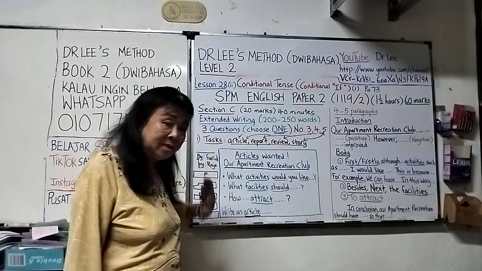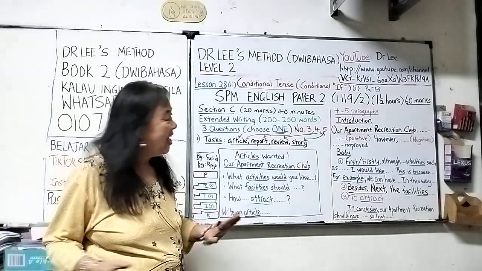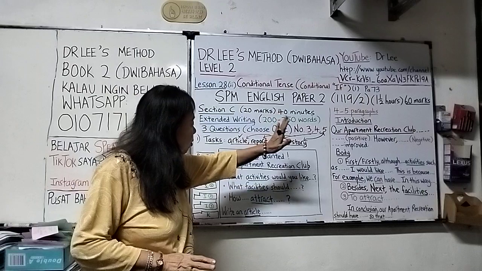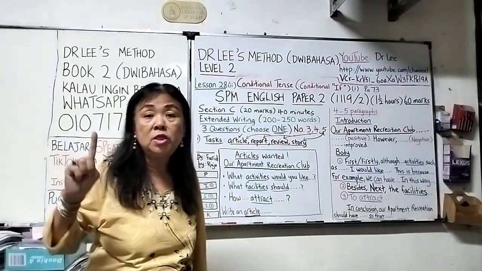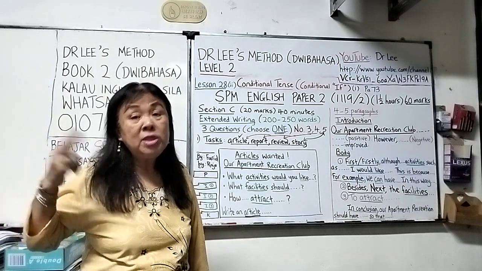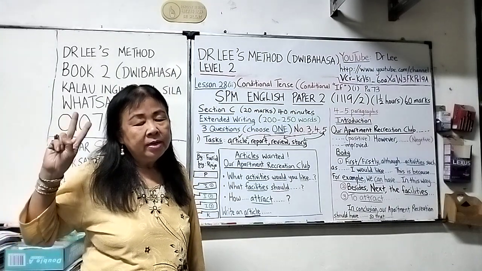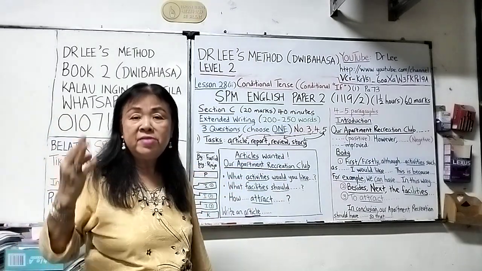So you are given 3 questions. You choose 1. You don't write all the 3. And it will come under question number 3, number 4, number 5. Because number 1 is short communicative messages, email. Question 2 is guided writing. And this is question 3, 4, 5.